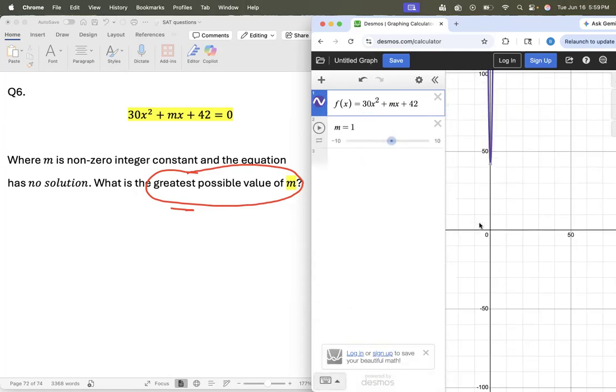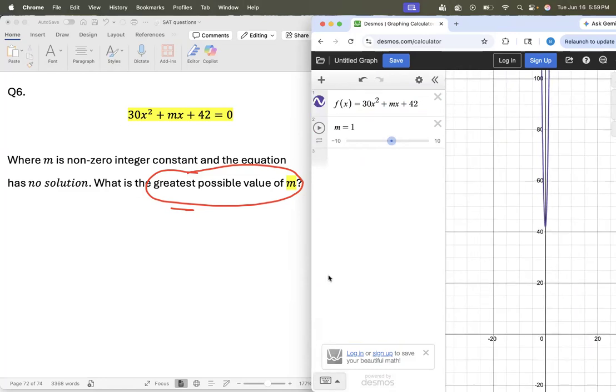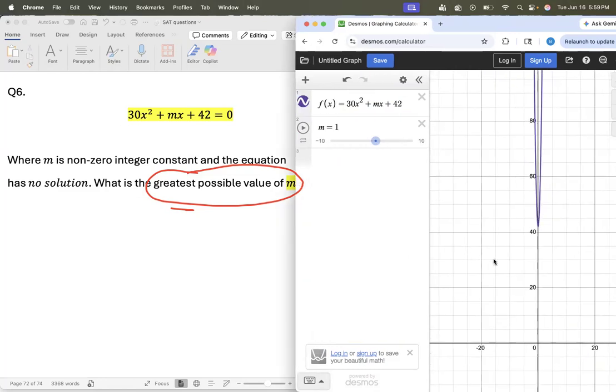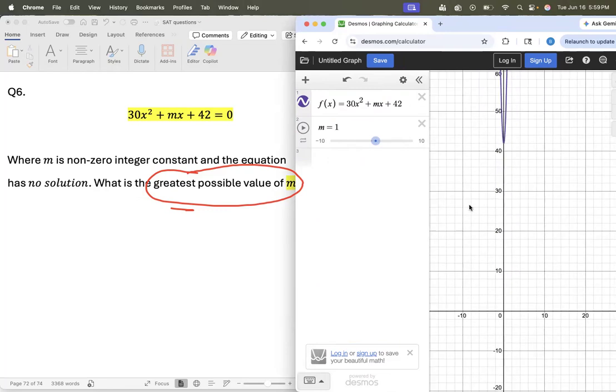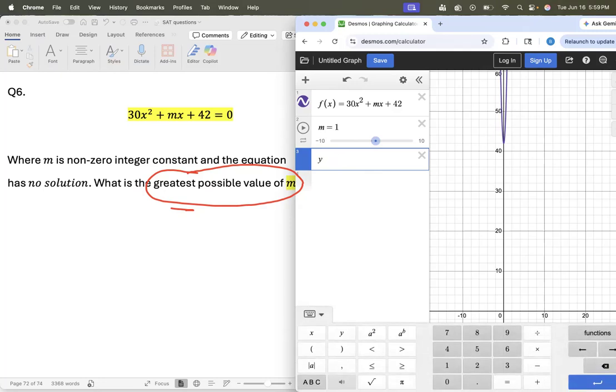I get a slider, right? And that slider, what is it going to do? It's going to help you. This is the function, right? This is the graph. Greatest possible value that it has no solution. It has to come down all the way here, but it doesn't touch it. How would I do that? I'm going to put y is equal to g of x is equal to 0, right?